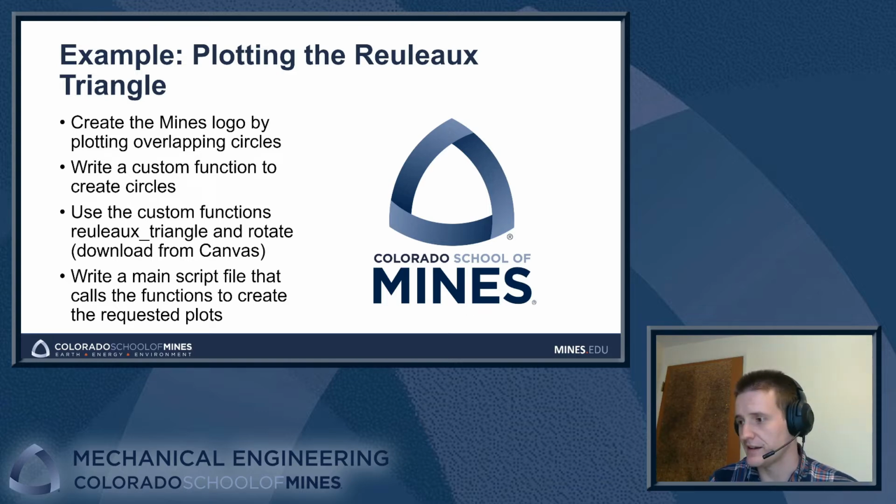We'll also be writing a custom function that creates circles, and we will show how you can generate this Reuleaux triangle by plotting 3 circles that overlap one another. The space where they overlap is actually the Reuleaux triangle. Okay, so then we'll write a main script that calls all the functions and then formats the plots to make them look nice. So we'll have a function that generates circles. We'll have 2 functions that generate a Reuleaux triangle that we can plot, and then we'll call those functions inside of a main script to actually create the plots.